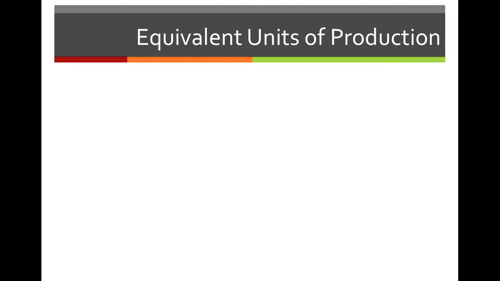So next we'll go over equivalent units of production for process costing systems. Equivalent units of production are important because they deal with partially completed units that the company has lying around at the end of a period. So instead of recording them as work in process inventory, equivalent units lets you consider them in terms of fully completed units.